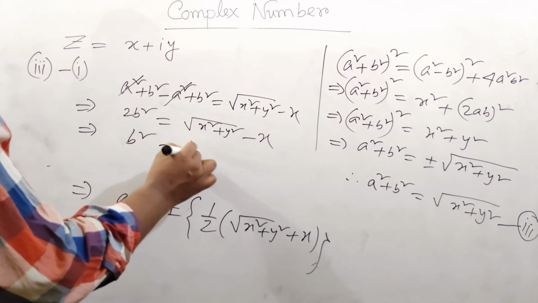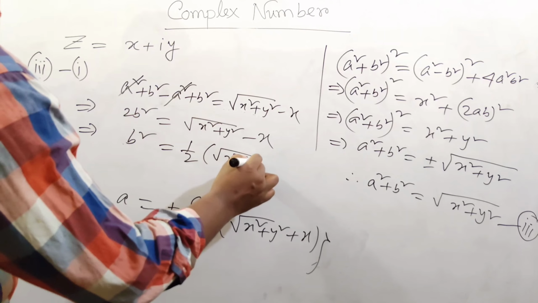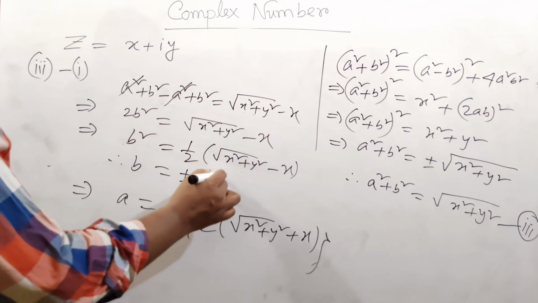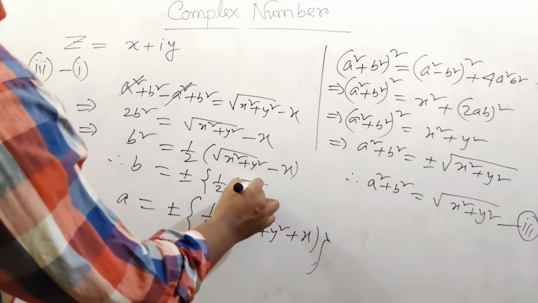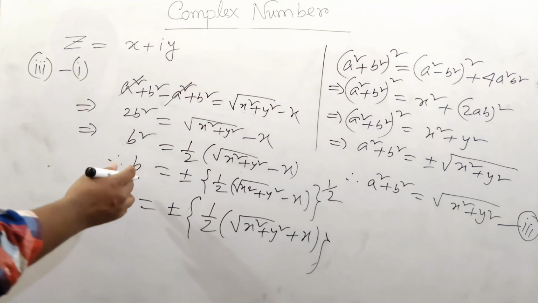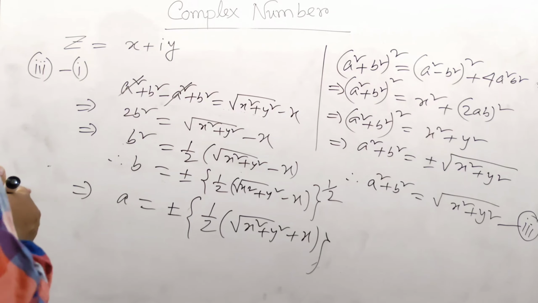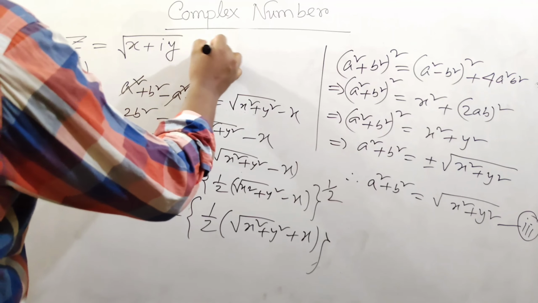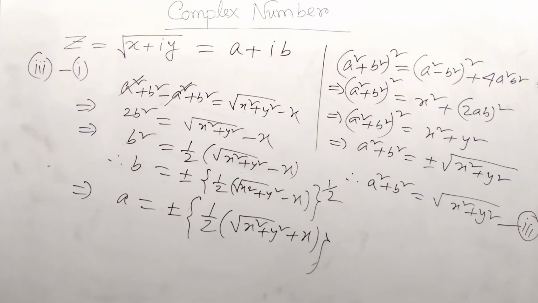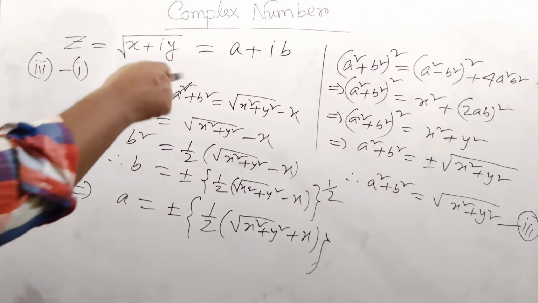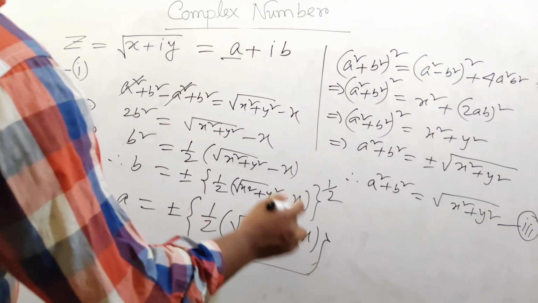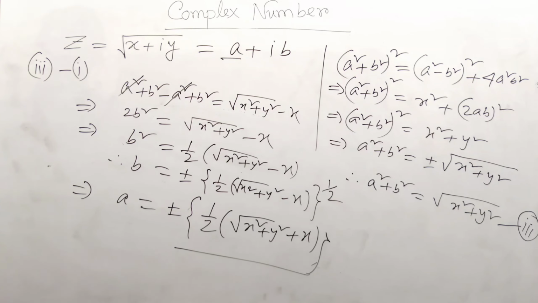Here b square equal half root over x square plus y square negative x. So here b equal plus minus half square root of x square plus y square negative x, power half. So look, this is the value of a and this is the value of b. Now if we input these two values in the equation a plus ib, then you can easily find this short formula. This is the value of a, this is the value of b, then you can easily find the square root of this given complex number.